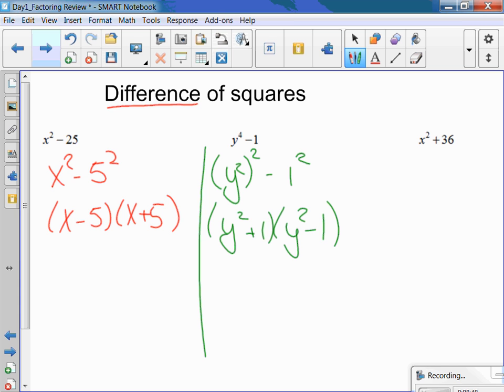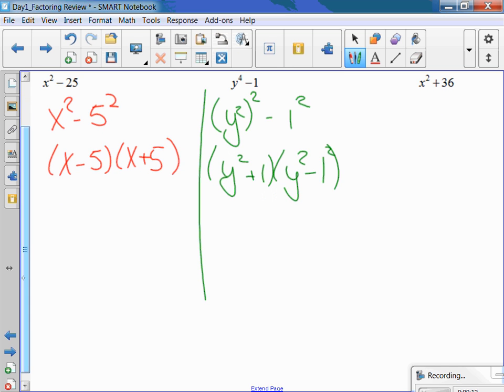So, Asher said we're not done? Which one? This one or this one? No, the other one. Absolutely. As Asher realized, this is also a difference of squares, so we have to further simplify it. Nothing we can do here. But again, we have our y squared and our 1 squared.